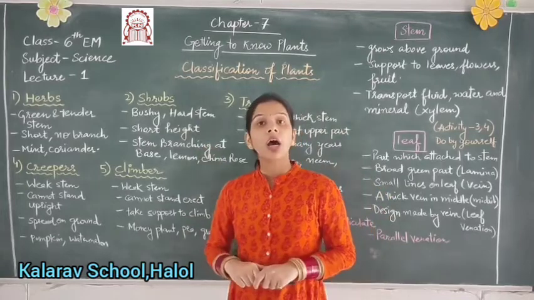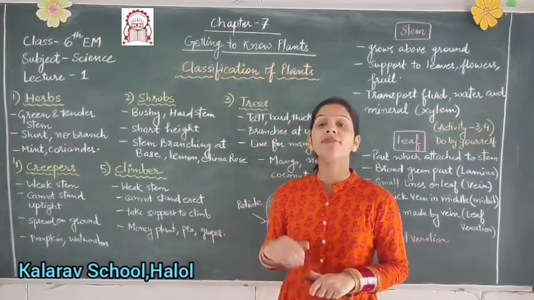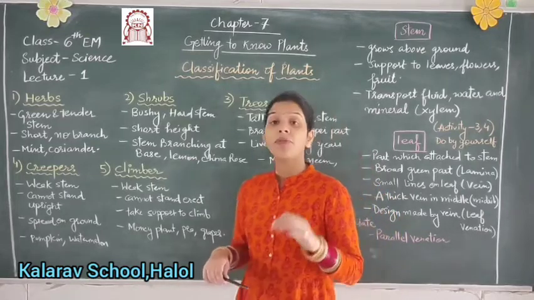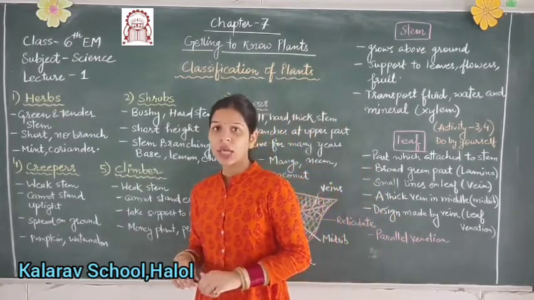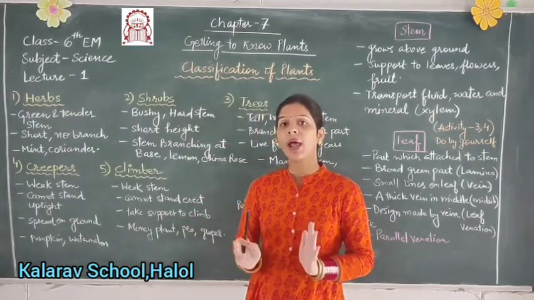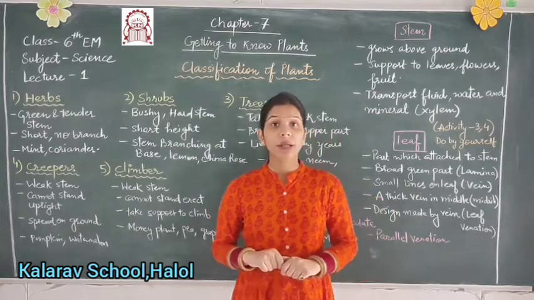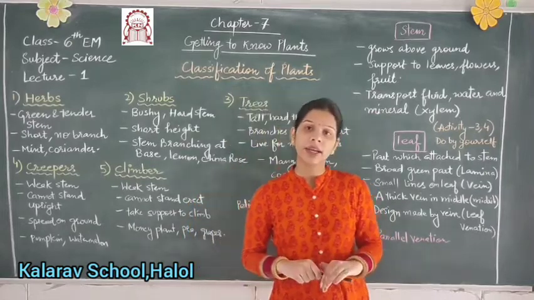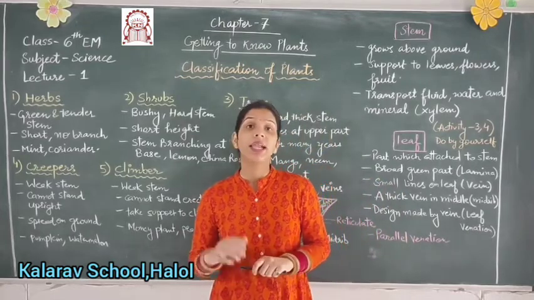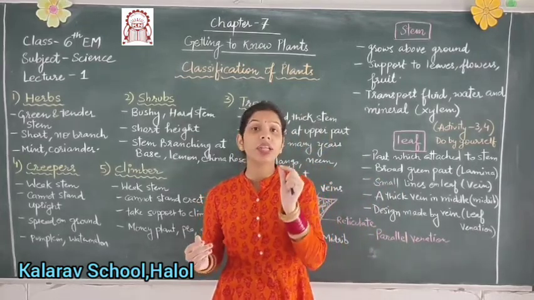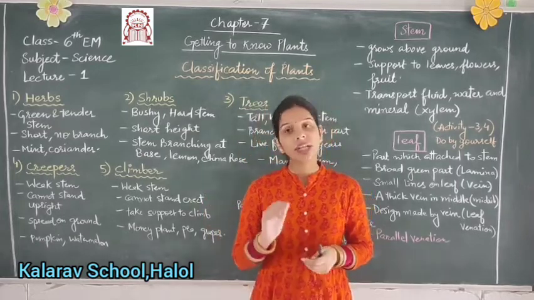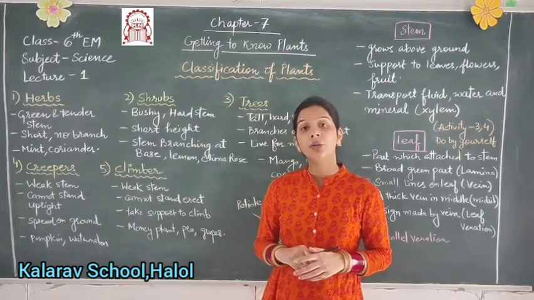Herbs are the plants that have green and tender stems. They are very short in size or have no branches. The stem has no branch in herbs. For example, mint or coriander. It is easily available in your home. You can easily see that mint and coriander have very soft stems and no branches. They are very short. So these are called herbs.